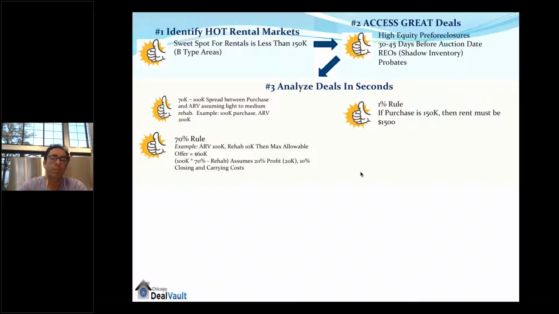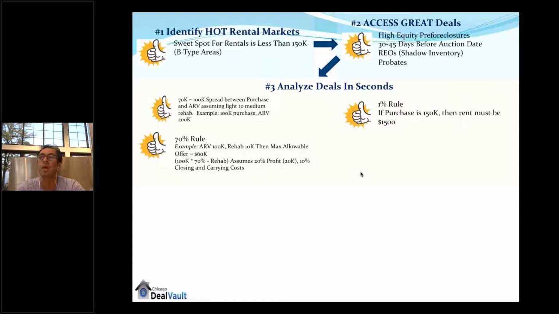Okay, now I love this rule of the 1%. What it means is that if you pay, let's say, 150,000 for a property, right? You need to collect at least 1% of that, so 1,500. What this is going to do for you is rule out a market that does not support rentals. That's simple. So if you want to do a rental, and when you do the 1% rule of thumb it doesn't work, that means it's not a rental market.